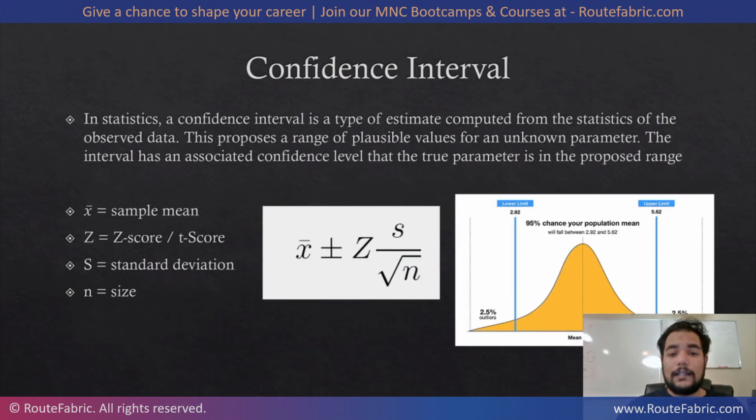The confidence interval is a type of estimate computed from the statistics of the observed data. This proposes a range of plausible values for an unknown parameter. The interval has an associated confidence level that the true parameter is in the proposed range. To find the confidence interval, we take the sample mean, add to it to find the upper limit, and subtract to find the lower limit. When finding the confidence interval, we get two values: the sample mean plus or minus the z-score or the t-score depending on what you use, times the standard deviation, either population standard deviation or sample standard deviation, divided by the square root of the sample size.